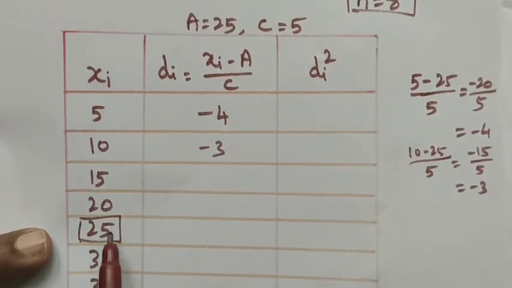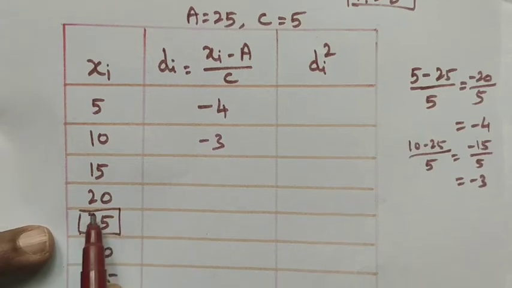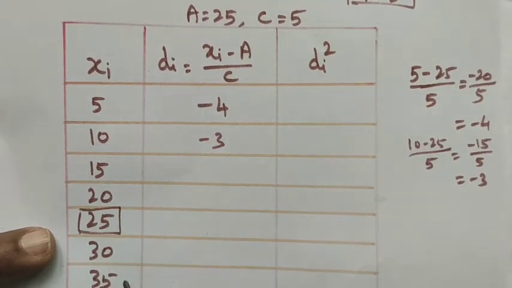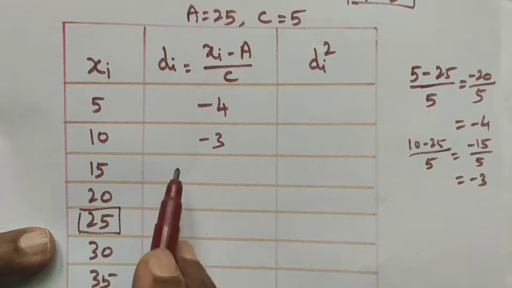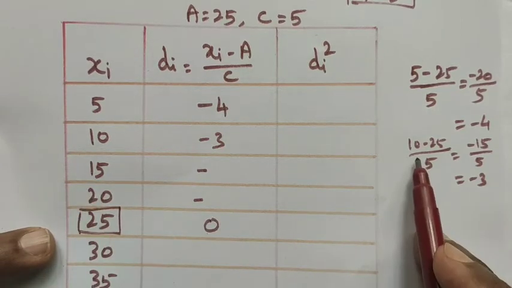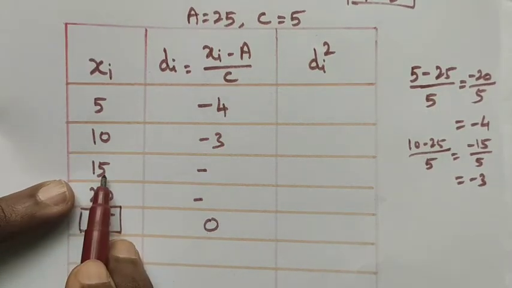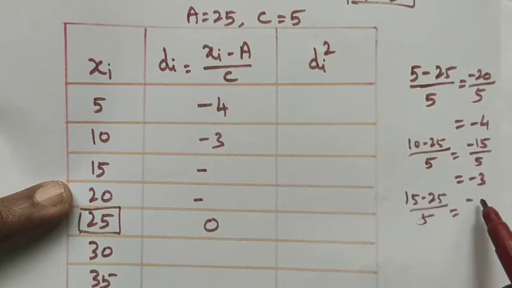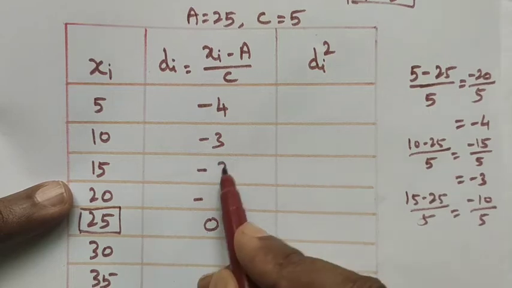I already told you, whenever you choose the assumed value, above the assumed value we have negative and below the assumed value we have positive values. So here we surely get negative values only. 25 means we get 0. Now see, 15 minus 25 is minus 10, divided by 5 is equal to minus 2.